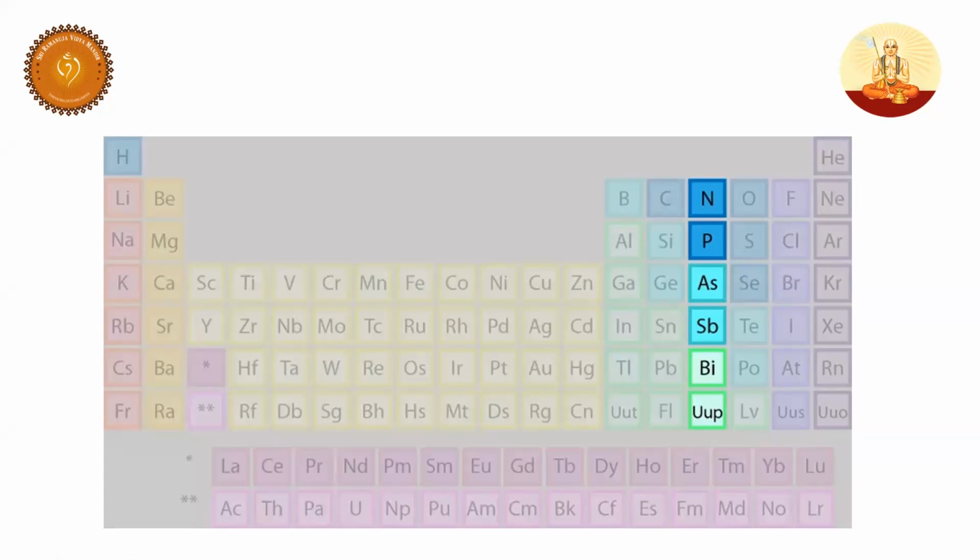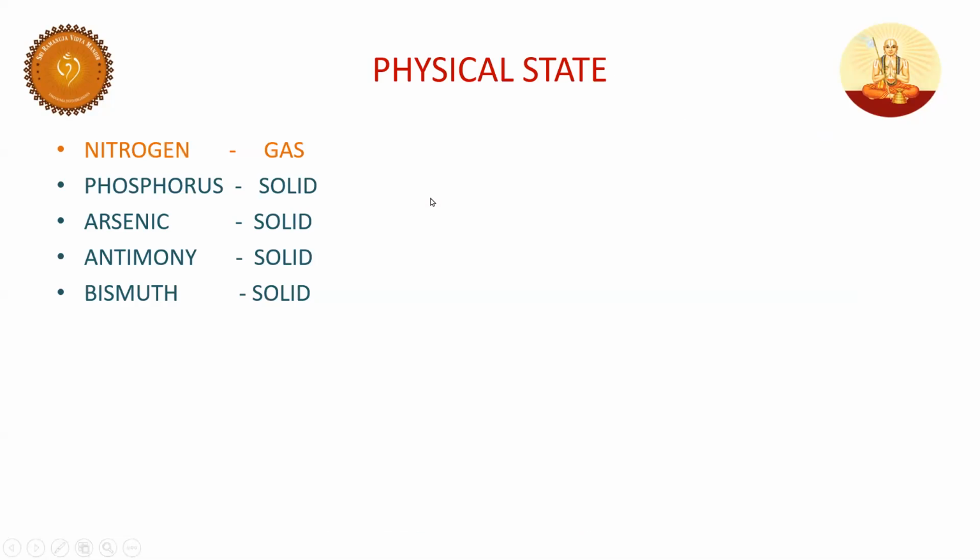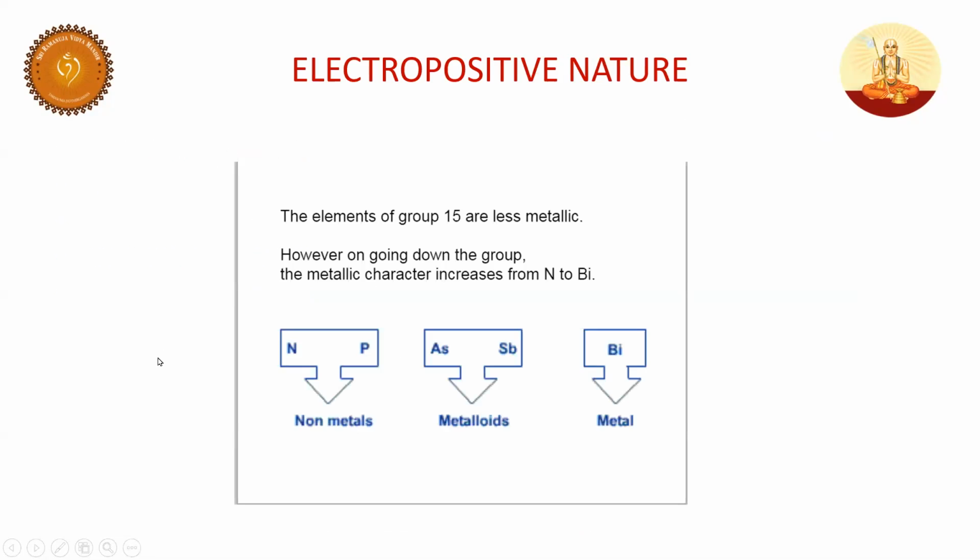So can anybody make a gentle guess about the physical state? What is the physical state of nitrogen? Yes, gas. And phosphorus is also a gas, right? How can phosphorus be a gas? It is a solid. Arsenic, antimony, and bismuth, the rest of them are solids. So students, you can see here, nitrogen is a gas and the remaining are solids. Very good.